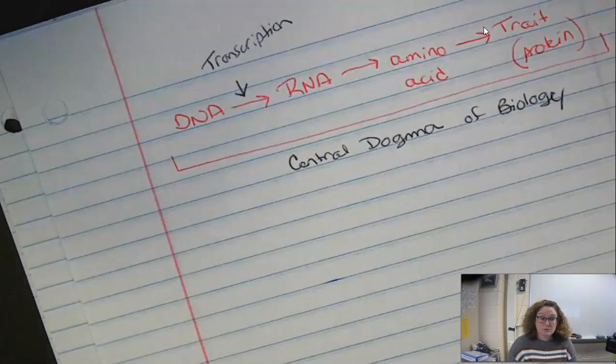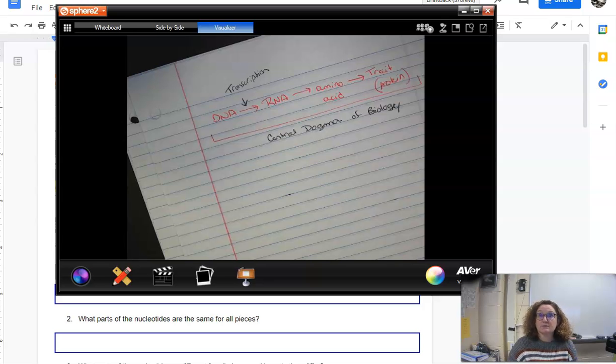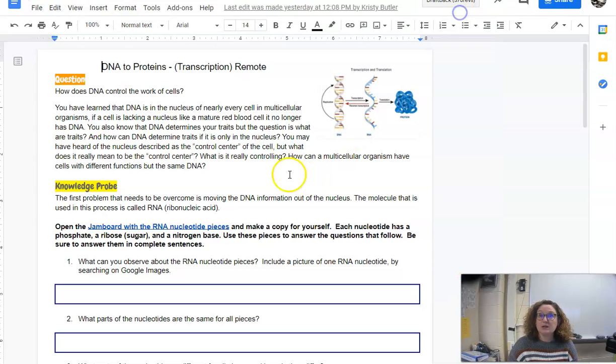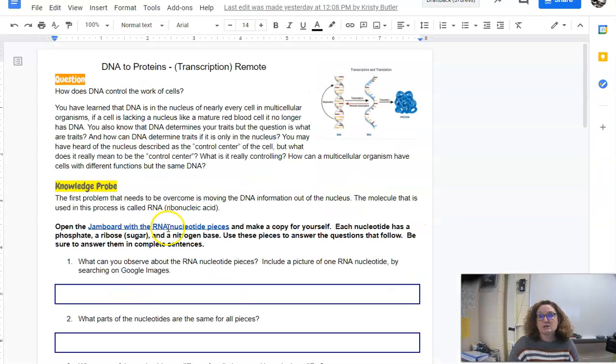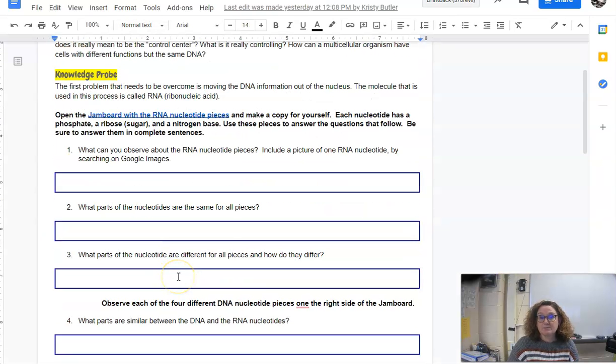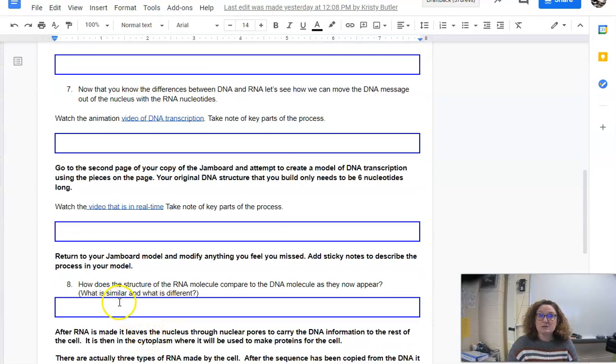Okay, so when we take a look at that with the activity, you'll open up a Jamboard. When you open your Jamboard, it looks like this. You'll use this first slide on the Jamboard to answer questions 1 through 7. Okay, and based on that, no, 1 through 6, sorry. So you'll answer 1 through 6 looking at those. Then I want you to watch this video, which explains the process of transcription, and answer these questions.